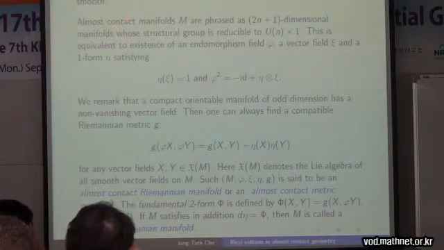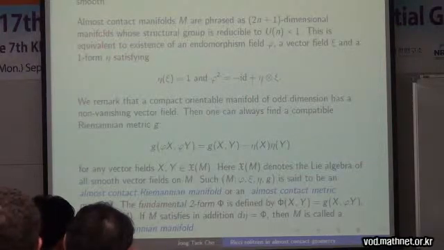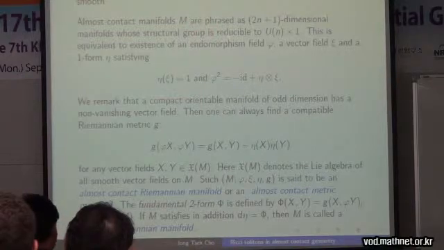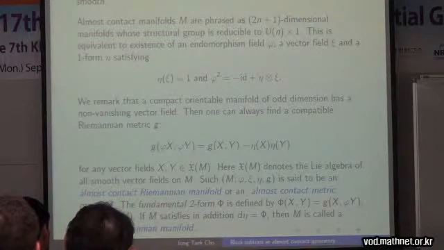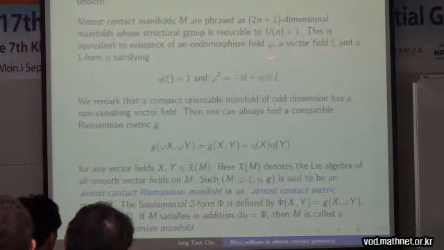Today, in my talk, all manifolds are assumed to be connected, orientable, and smooth. Almost contact manifolds are 2n plus 1 dimensional manifolds whose structure group is reducible to U(n) times 1. This is equivalent to the existence of an endomorphism field phi, a vector field psi, and a one form eta satisfying these two equations. We call psi the Reeb vector field.